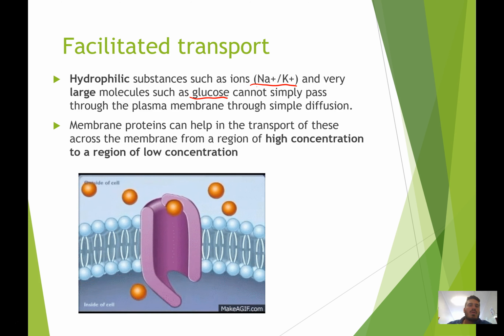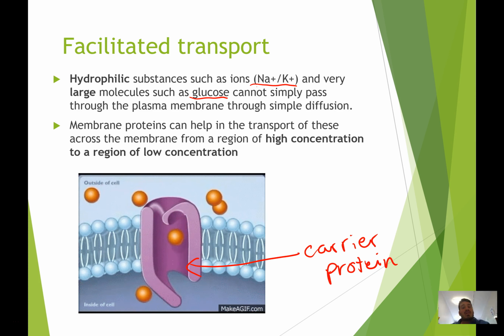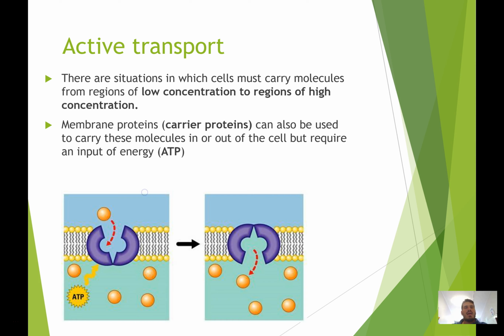Okay, so what they actually do is they use these special proteins, for example, this carrier protein, right, to get through the plasma membrane from a region of high concentration again to a region of low concentration. So see here we've got lots of concentration of whatever molecule this might be, maybe glucose, and so the glucose is moving through this carrier protein into the cell. Okay? The last kind of movement is called active transport.